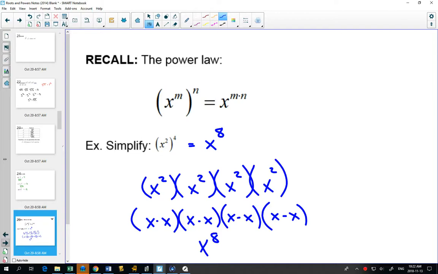In fact, all of the exponent laws you learned in grade 9, if you think about what an exponent means, all of the laws should make sense. If you're just memorizing them without knowing why they work, you're going to find you're going to make a lot more mistakes.